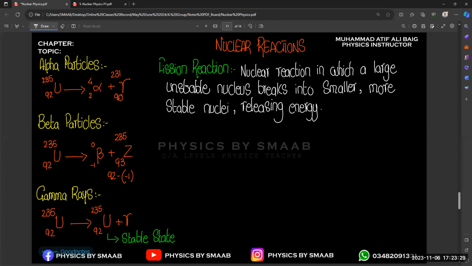Okay, let me show you the practical application of this fission reaction. It is used to produce energy, right? Like for electricity and everything. Yes, light bulbs. It produces a very high amount of thermal energy. Let me show you.